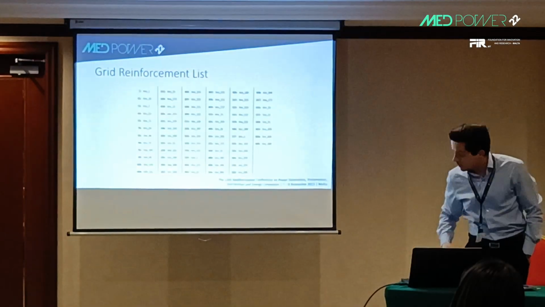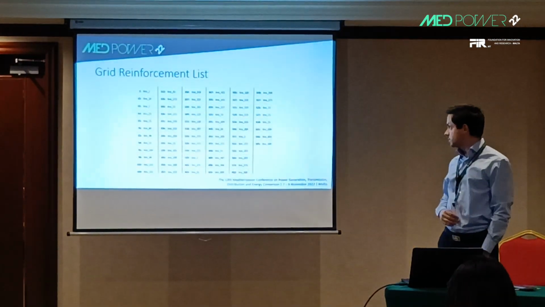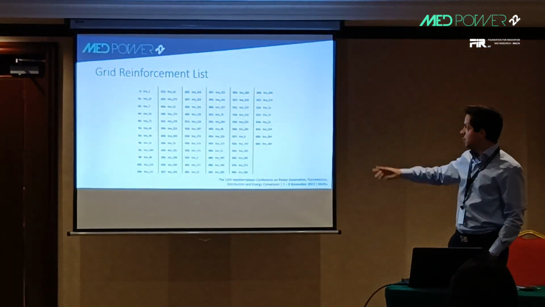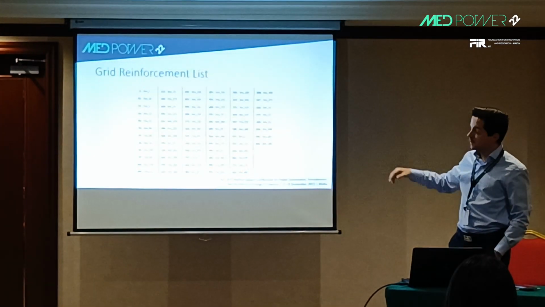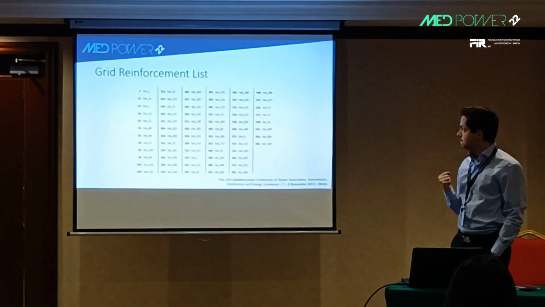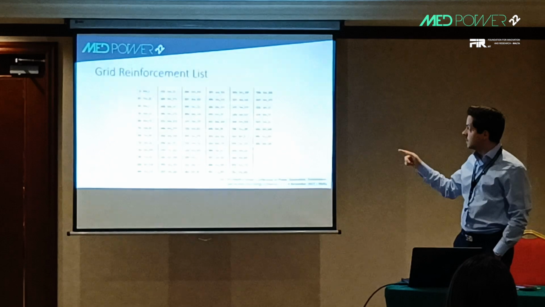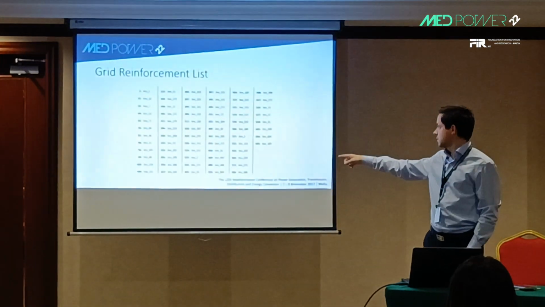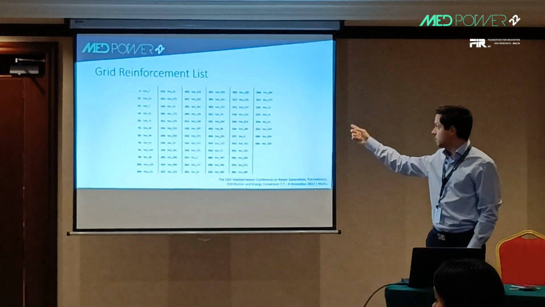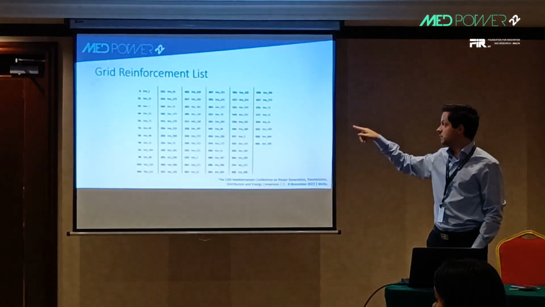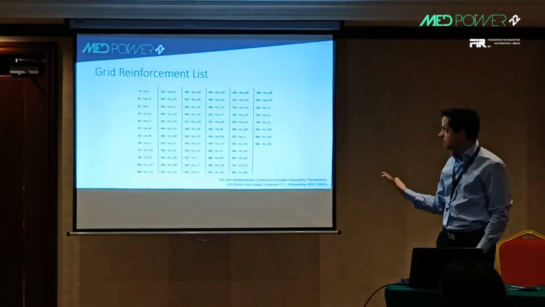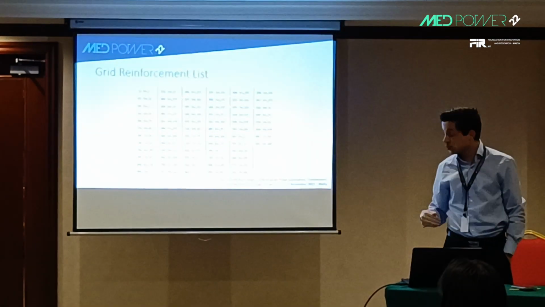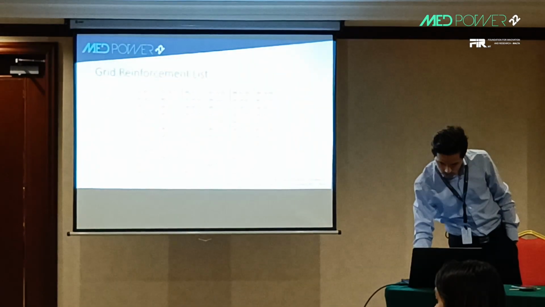And here is another output of the tool, which is the grid reinforcement list. So for each of the buses, we have the corresponding grid element that is constraining further power injection in that bus. So in theory, if we inject more power in bus number 2, it will be line 1 that will be overloaded, or it will be the first to be overloaded.